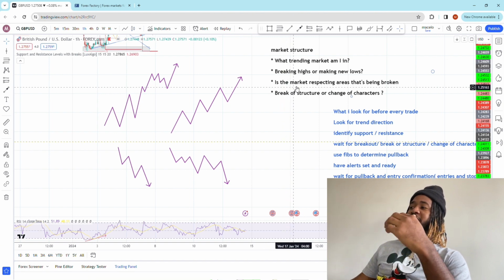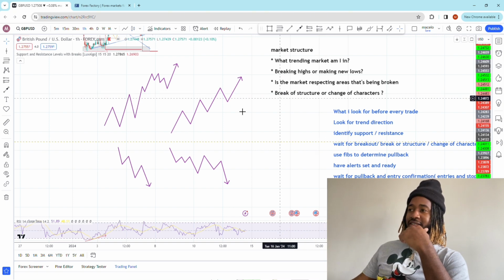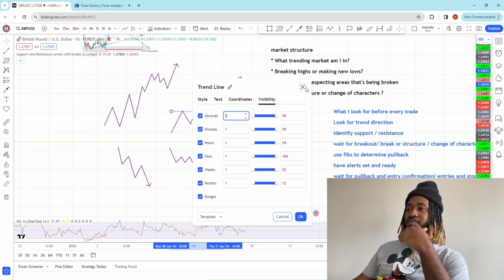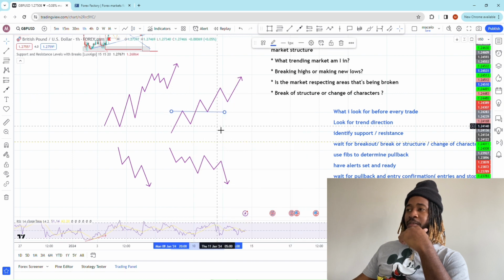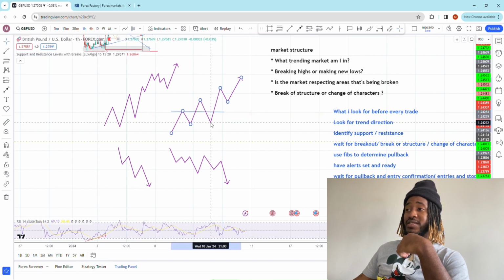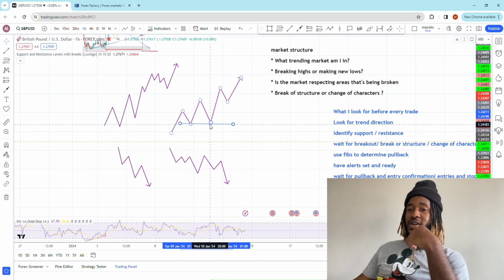is the market respecting areas that have been broken? So that's like this example here. You have an area here that's been broken. I want to know if the market is actually respecting these areas. That's what I look for. Now, at times the market can come all the way down here, but this will still be an uptrend because my lows haven't been broken. But that's also kind of tricky.